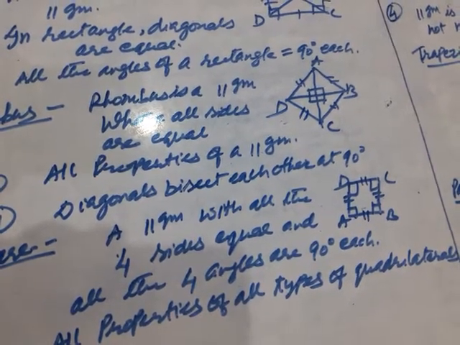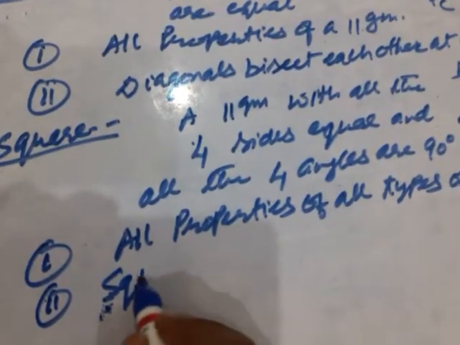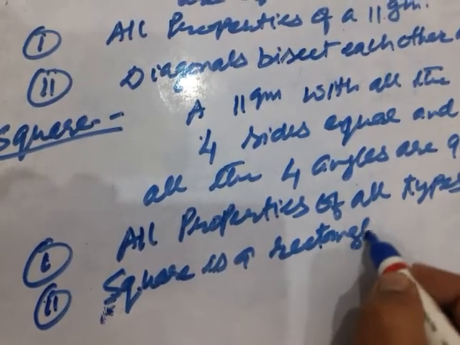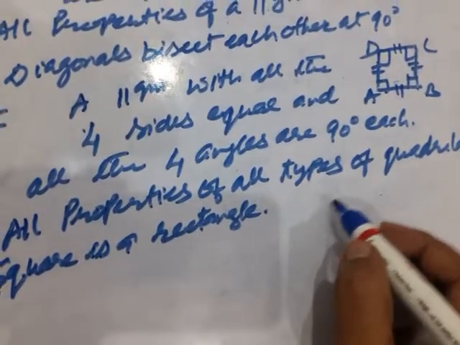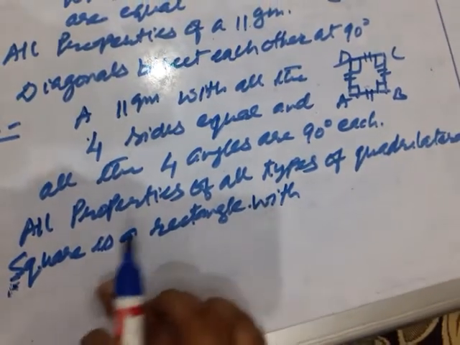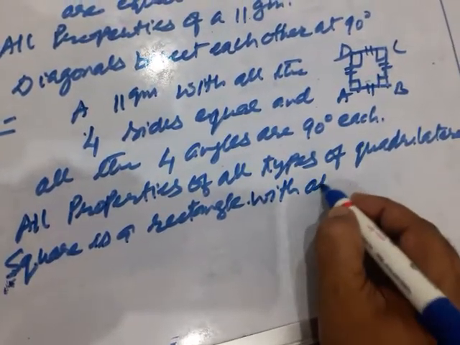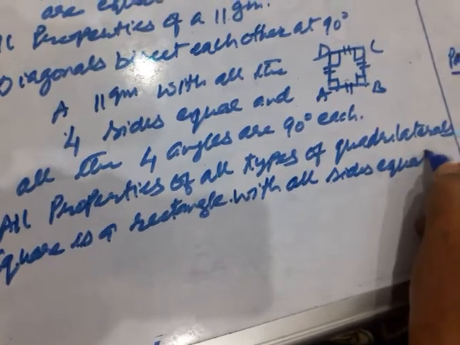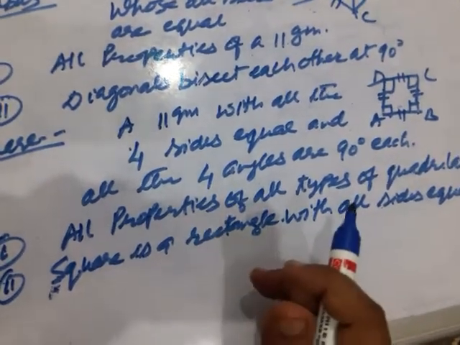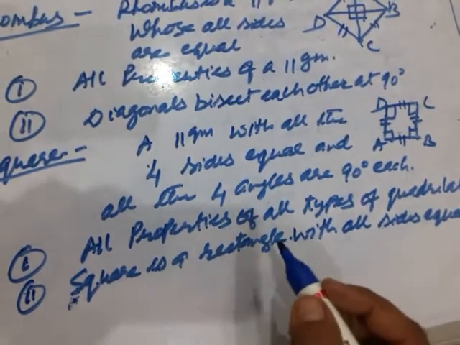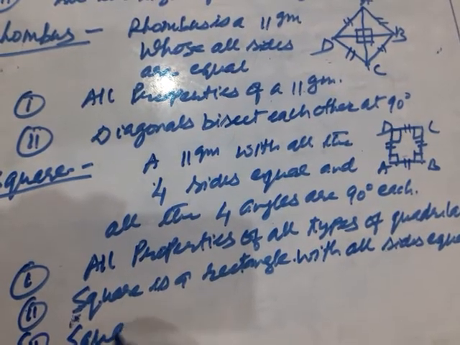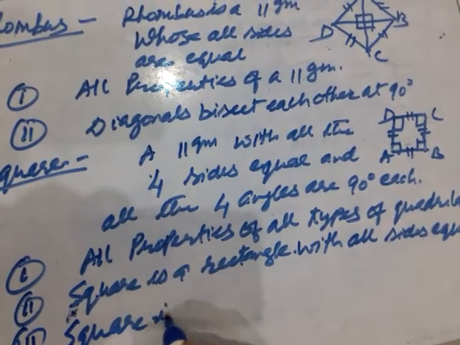This second one: a square is a rectangle with all sides equal. In a rectangle, only opposite sides are equal and parallel. So a square is a rectangle with all sides equal. Okay, children. Now the next one: a square is a rhombus with one angle 90 degrees. Clear, that we have seen at the beginning only. A square is a rhombus.